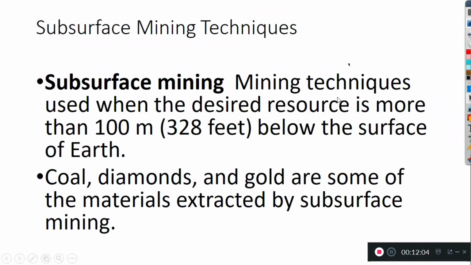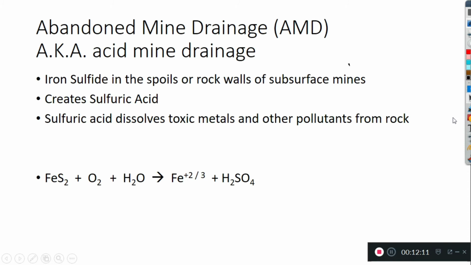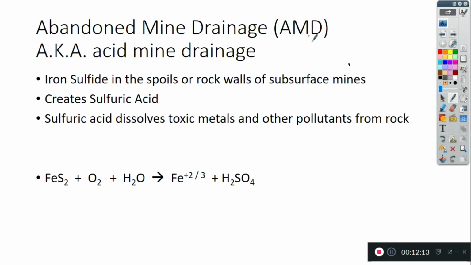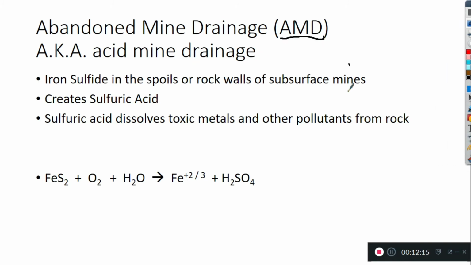Again, if it's over 100 meters, then they do subsurface mining. This is mainly coal, precious metals, diamonds, etc. This is something we are going to talk about because AMD, or acid mine drainage, is extremely important. Either the tailings piles or the abandoned mine shafts have the ability to create this.